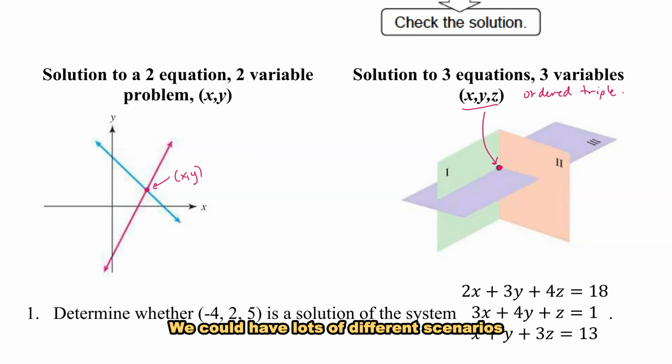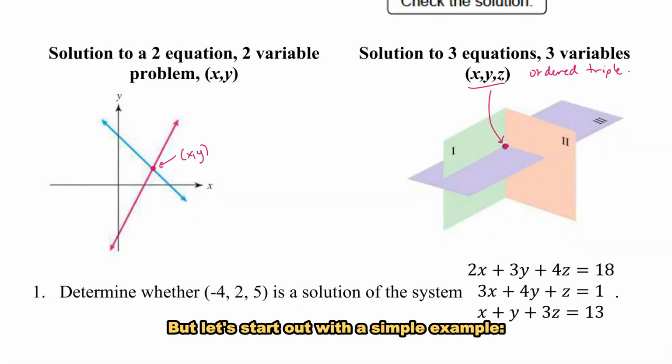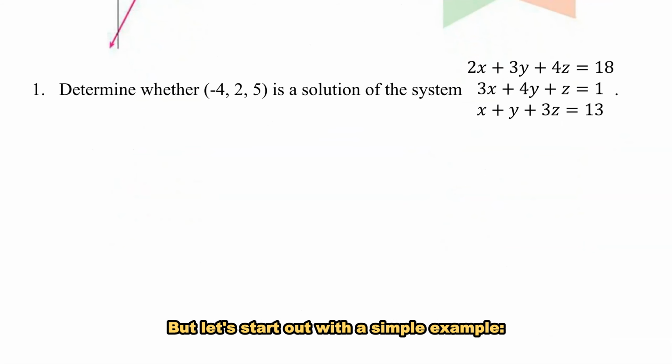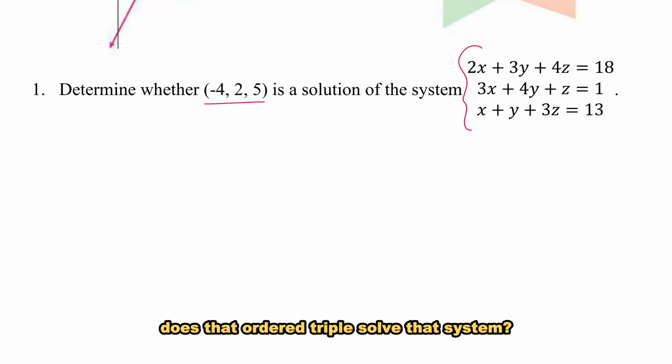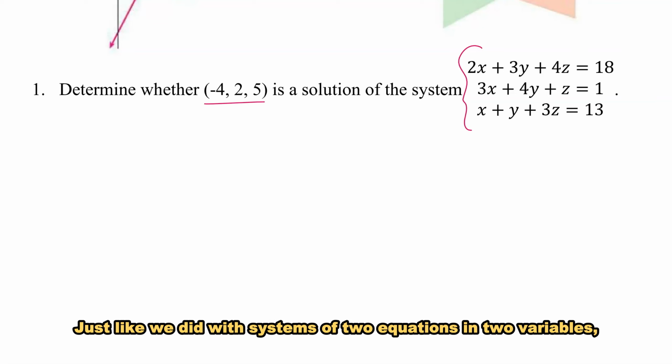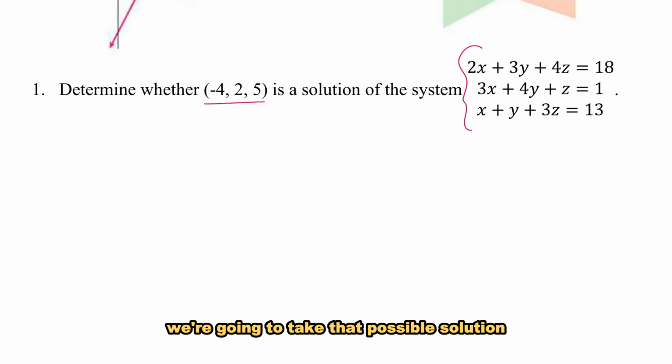We could have lots of different scenarios for solutions for 3 equations and 3 variables, and we'll discuss that in just a moment. But let's start out with a simple example. Determine whether this ordered triple is a solution of the system. So we have a system of 3 equations and 3 variables, and we want to know, does that ordered triple solve that system? Just like we did with systems of 2 equations and 2 variables, we're going to take that possible solution and plug it into each of these equations and check to see if it works.